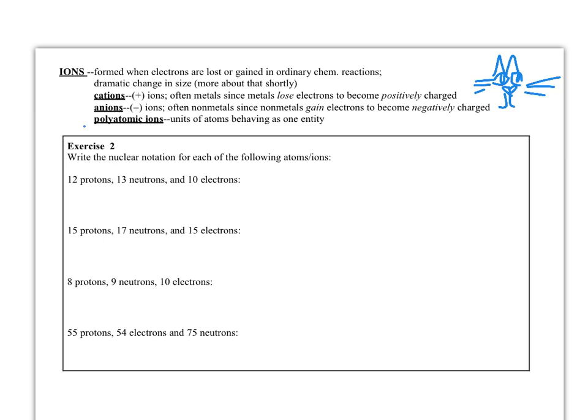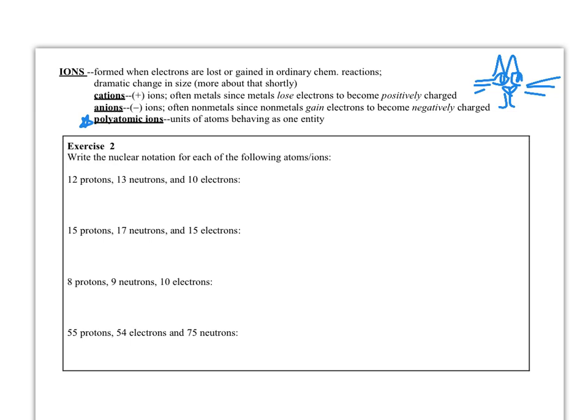We also have polyatomic ions, which you should have memorized, hopefully. Those are going to be actual covalent units of atoms, but because their whole unit works by the gain or loss of electrons, they're either deficient or have an extra, so therefore they get a positive or negative charge as well. All right, so if we wanted to write the nuclear notation for each of the following atoms or ions, you would basically do what we just did.